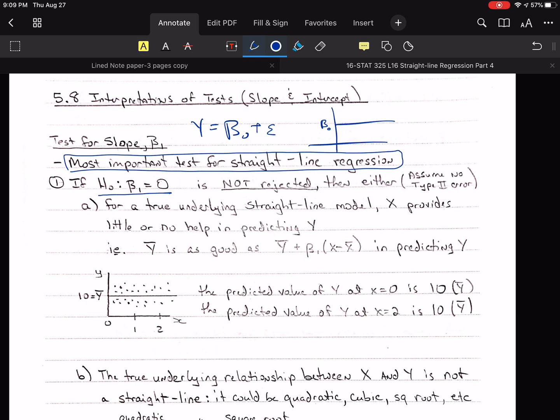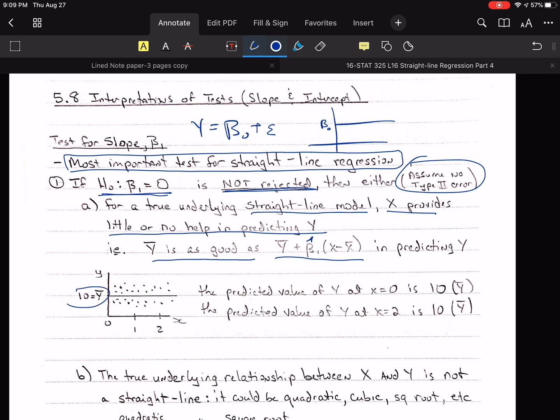If this is not rejected, and we're assuming that we don't have any type 2 error here, that we're not making the wrong decision, then for a true underlying straight line model, we're saying that X doesn't provide much, if any, help in predicting Y. In other words, Y bar is just as good at predicting Y as is our equation here, Y bar plus beta 1 hat times (X minus X bar).